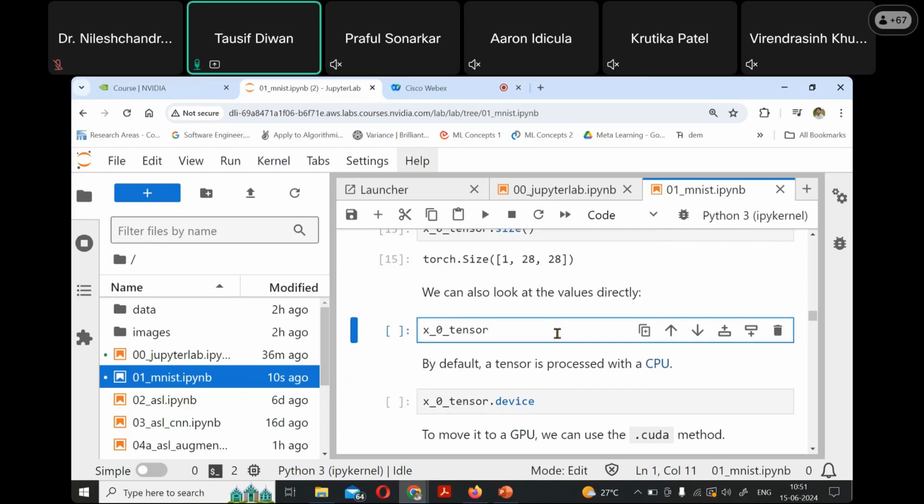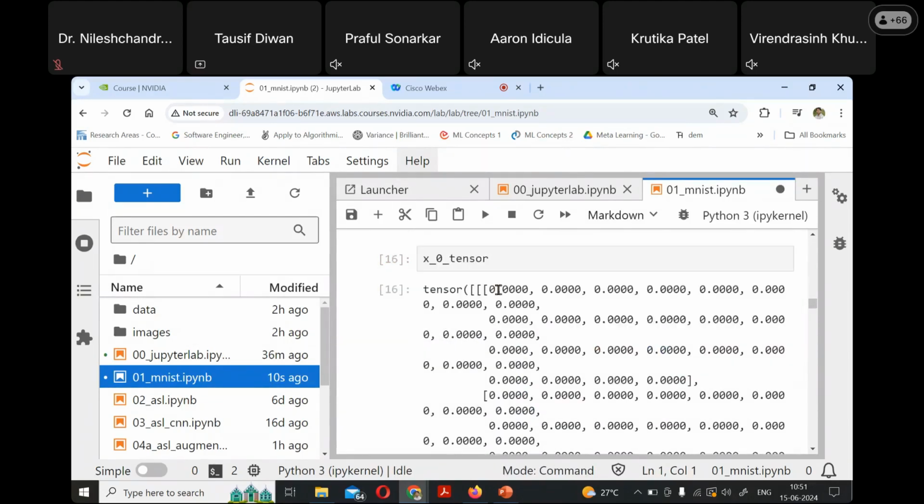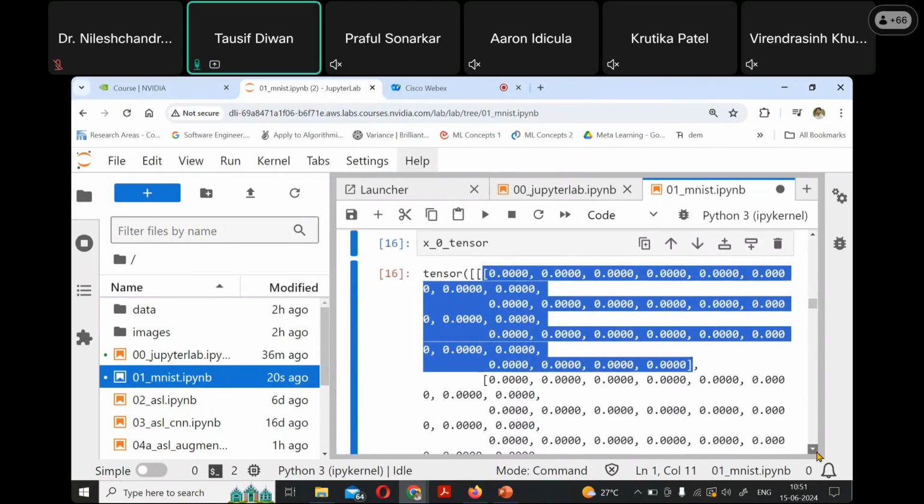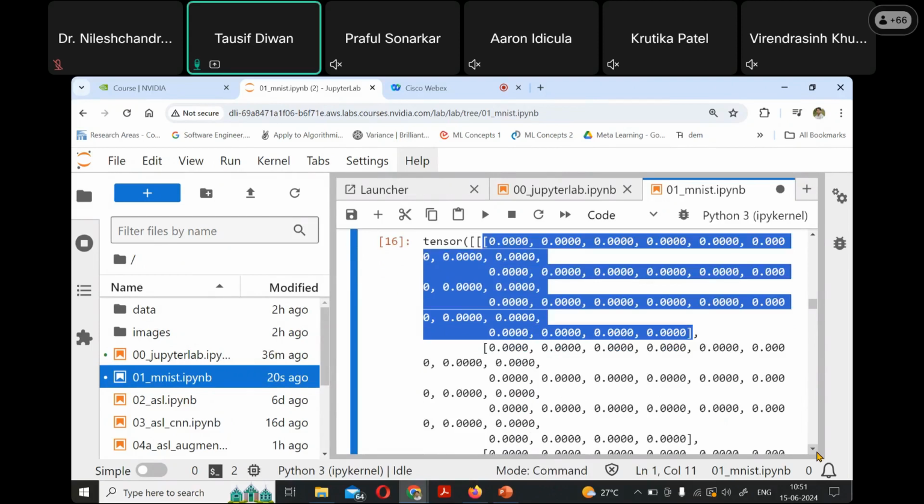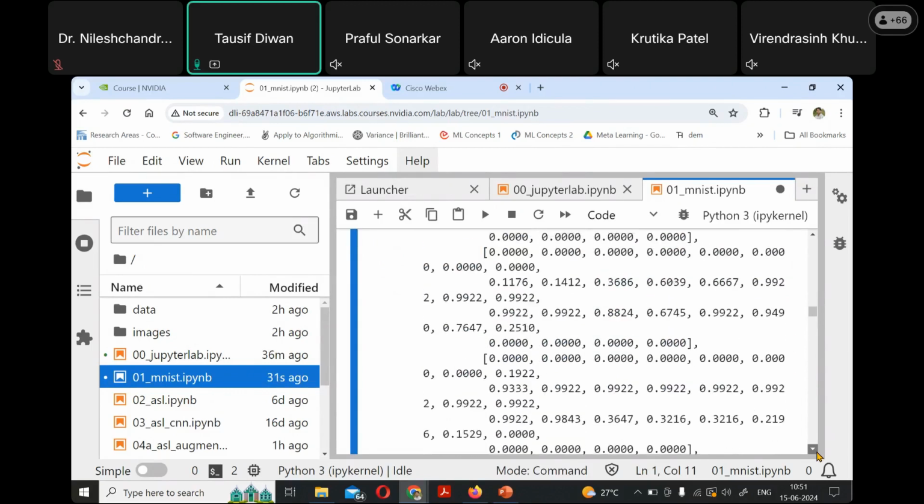Suppose if I print x of 0, the matrix gets printed out. See, this is the matrix. Here you can observe that this is the first row of the matrix, then this is the second row of the matrix. And how many values are there in each row? 28 values are there. And how many such rows are there? The 28 rows are there.